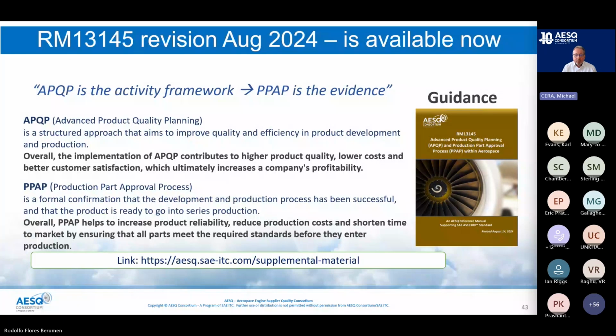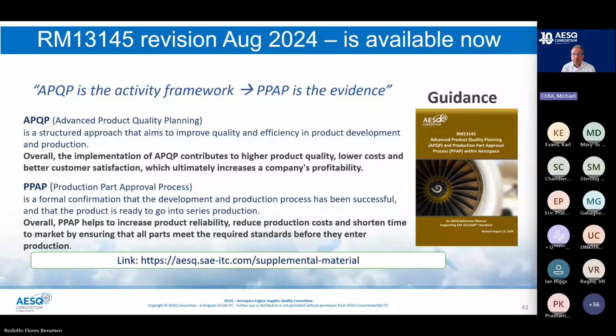Advanced product quality planning is a structured approach that aims to improve quality and efficiency in product development and production. It is in addition to the 9100 quality requirement standard because APQP for the first time requires a phase model and a timing plan. Overall, and that is a benefit, the implementation of APQP contributes to higher product quality, lower costs, and better customer satisfaction, which ultimately increases a company's profitability.